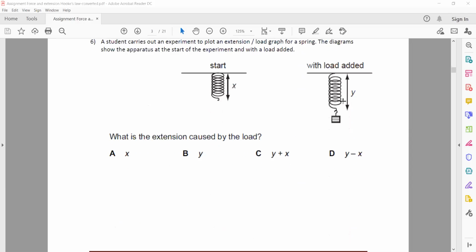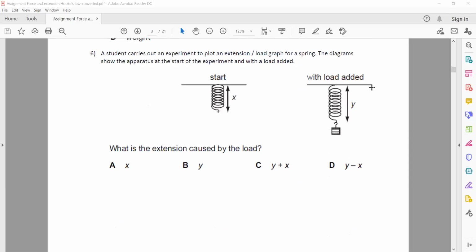A student carries out an experiment to plot an extension and load graph for a spring. The diagram shows the apparatus at the start of the experiment and with a load added. What is the extension caused by the load? How to calculate extension? What's the correct answer for this? D. Yeah, D is the right answer because it's the measured length minus the original length.